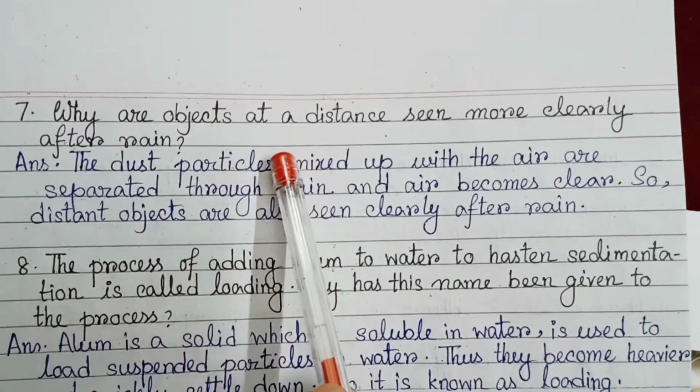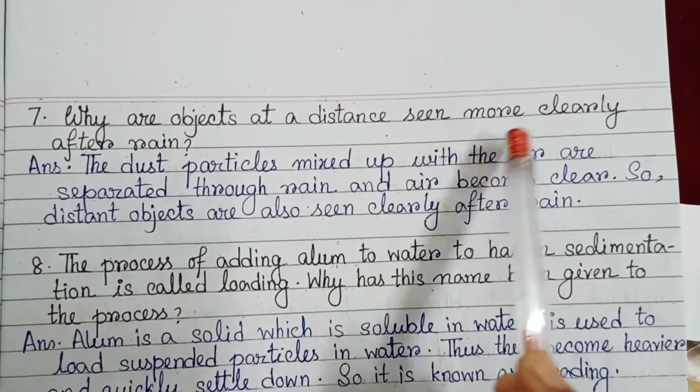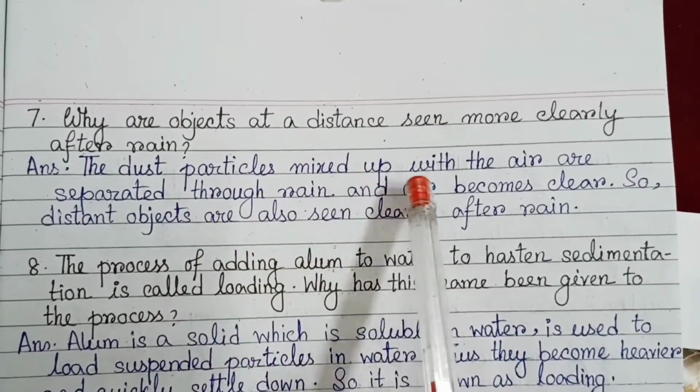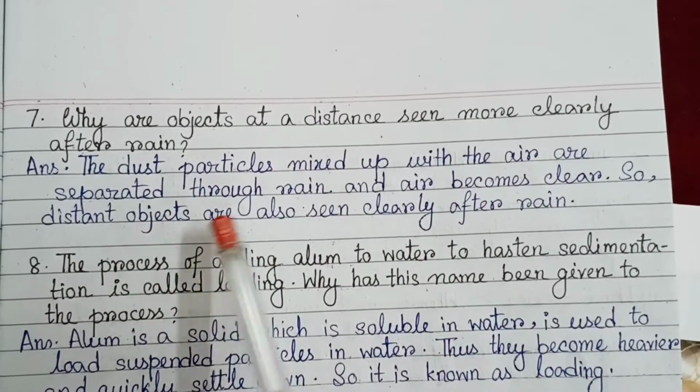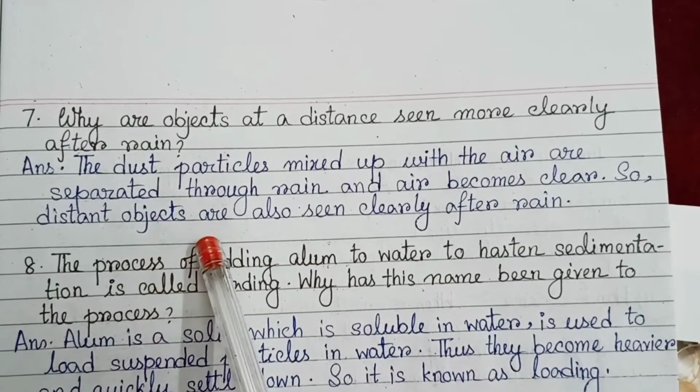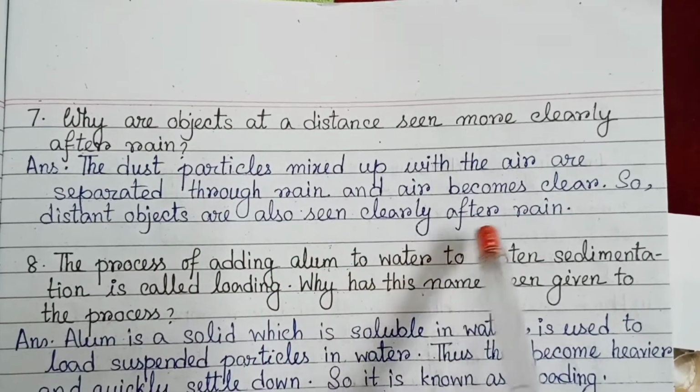Why are objects at a distance seen more clearly after rain? The dust particles mixed up with the air are separated through rain and the air becomes clear, so distant objects are also seen clearly after rain.